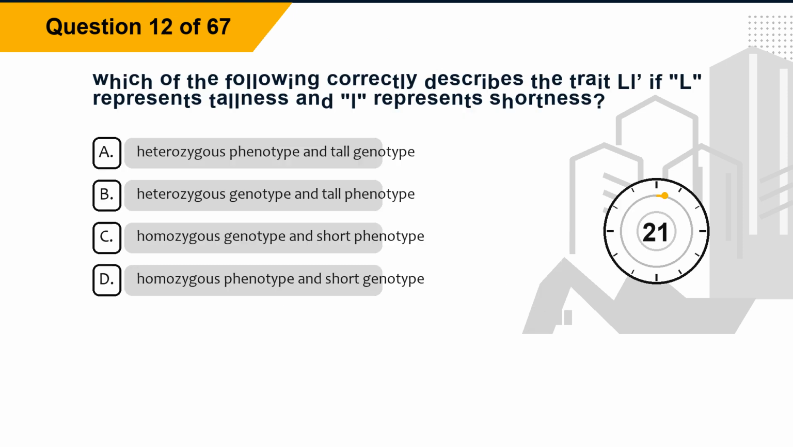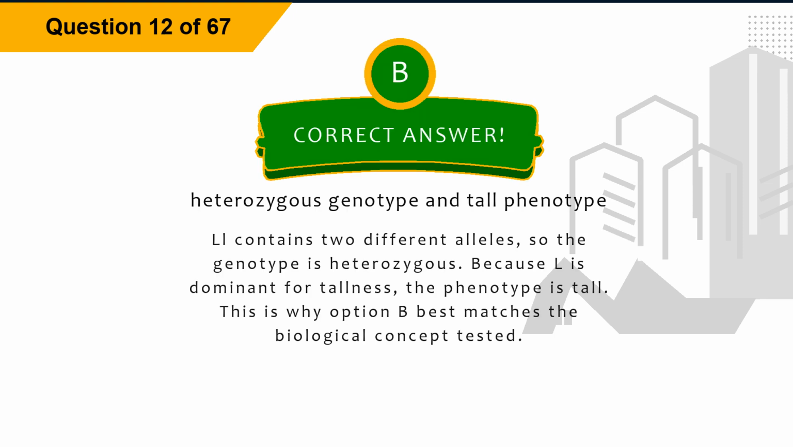Question 12. Which of the following correctly describes the trait Ll, if L represents tallness and l represents shortness? Option A, heterozygous phenotype and tall genotype. Option B, heterozygous genotype and tall phenotype. Option C, homozygous genotype and short phenotype. Option D, homozygous phenotype and short genotype. The correct answer is option B, heterozygous genotype and tall phenotype.